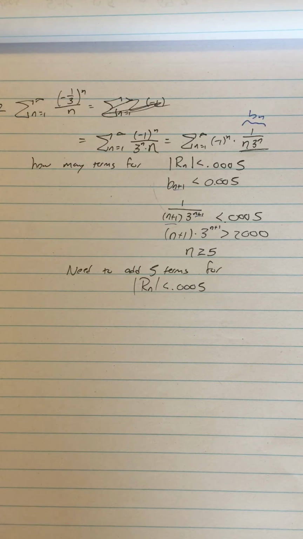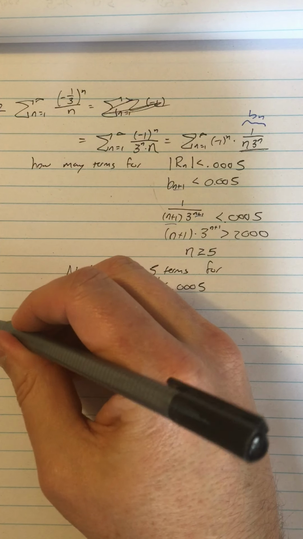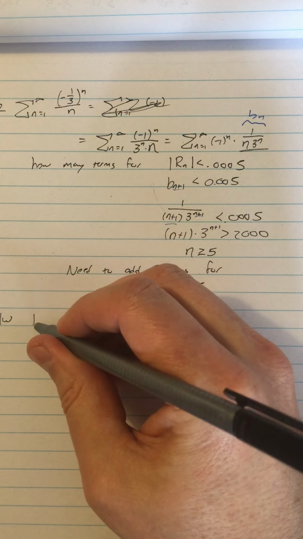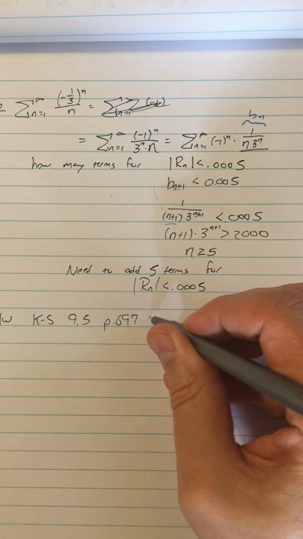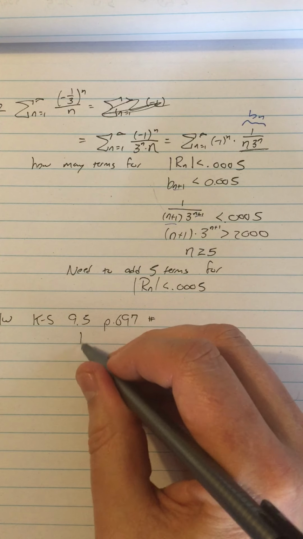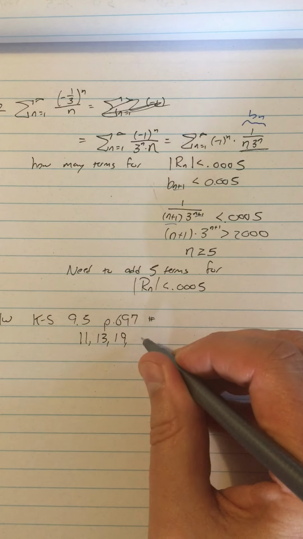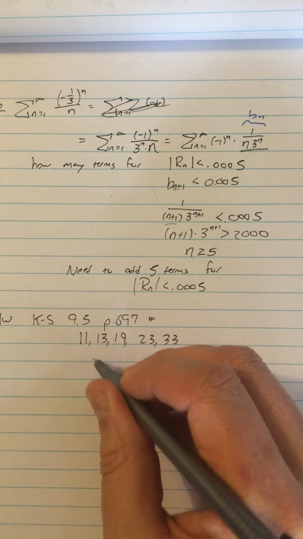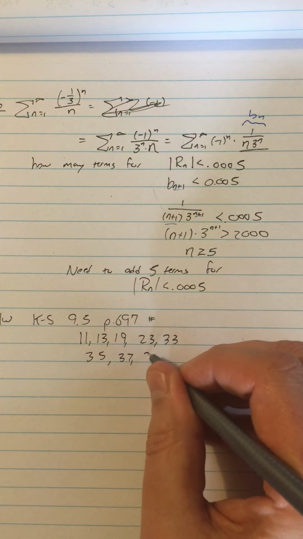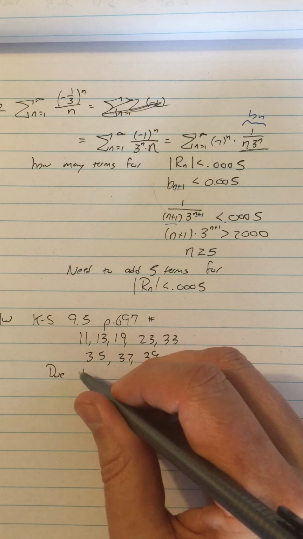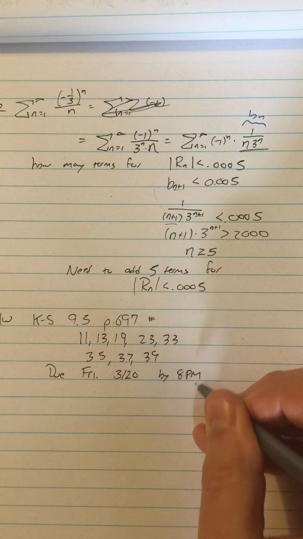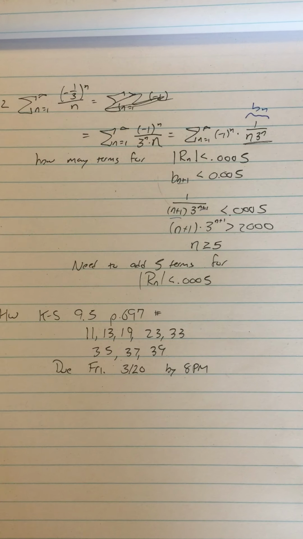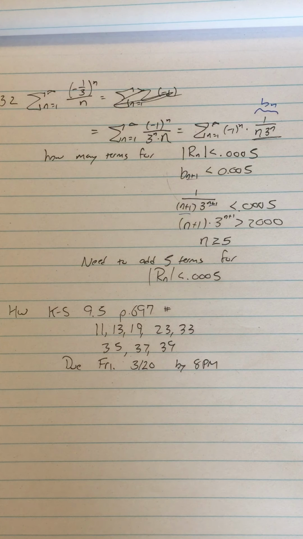And armed with that information in these examples, I believe you can do your homework, which I'm now assigning, which is Kokoska-Stewart, 9.5, page 697, numbers 11, 13, 19, 23, 33, 35, 37, 39. And that will be due by this Friday, which I think is the 20th, right? Friday, 3/20 by 8 p.m. And you have to email it to me. All right, so I look forward to getting lots of emails from people who are getting this homework done and getting also their back information done.